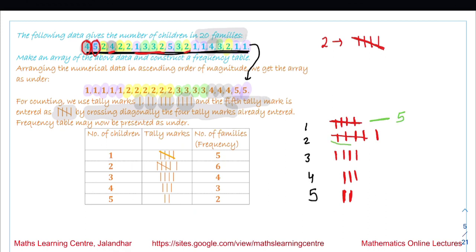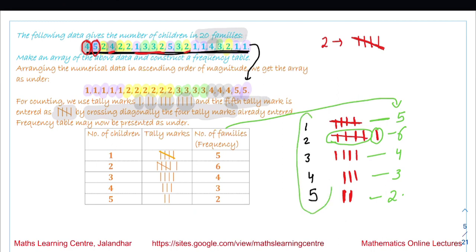What is the frequency of 2? We know this is representing 5, and this is 1, so this is 6. Next it is 4, next it is 3, and next it is 2. So these are the number of families, or the frequency, and these are the number of children. If I am talking about how many families have 3 children, we are saying there are 4 families that have 3 children. There are 2 families that have 5 children.